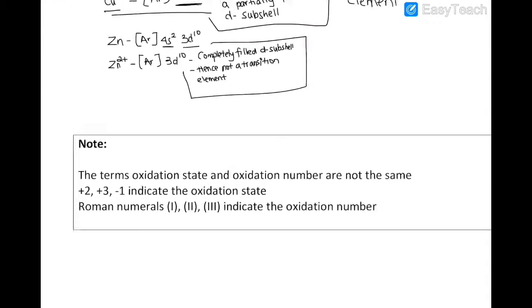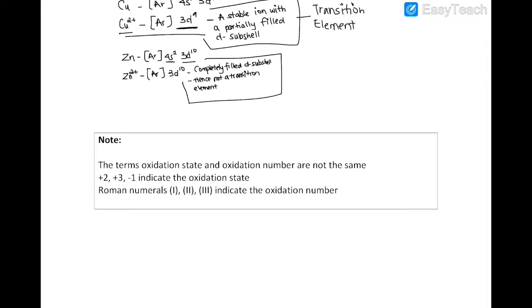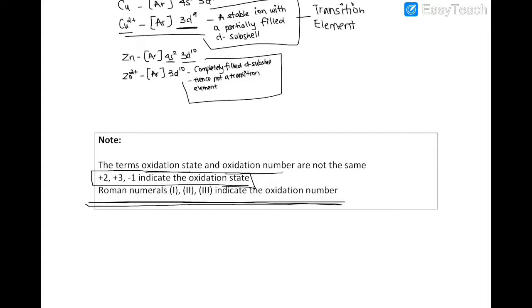Right. Now you have to know that the terms oxidation state and oxidation number are actually not the same. Oxidation state is the charges, and oxidation number is the Roman numerals. Actually, for your level, you don't really need to specifically know, but it's good to use them appropriately. So when you're referring to charges, refer to oxidation states.